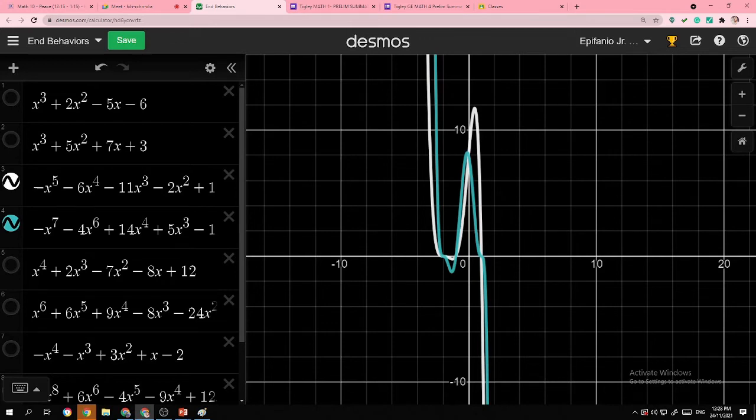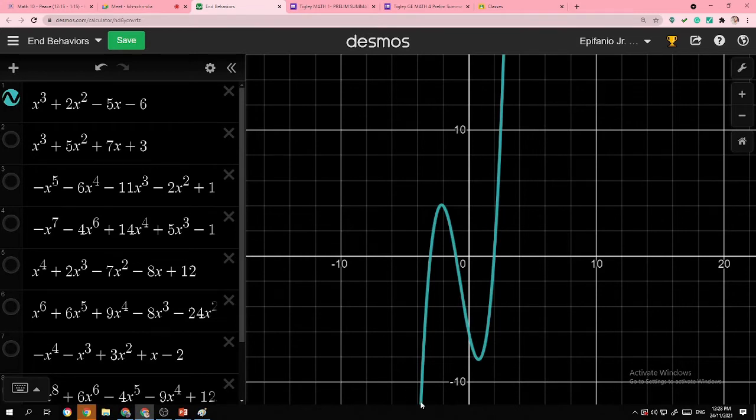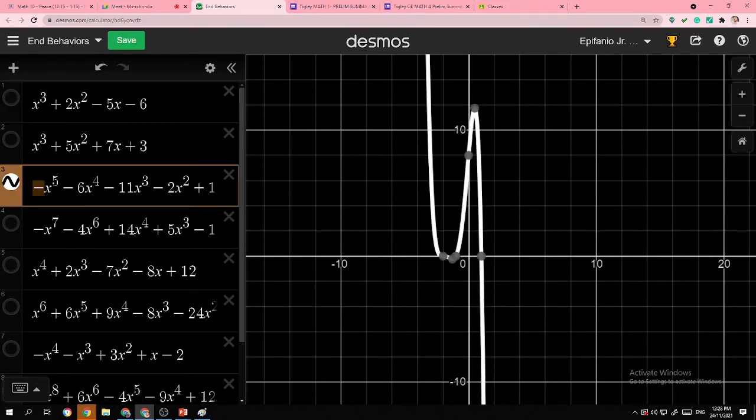That's very good. Negative leading coefficient and odd degree. So take note, there are two end behaviors. The first end behavior is down, up: positive leading coefficient, odd degree. The second end behavior is up, down: negative leading coefficient, odd degree.